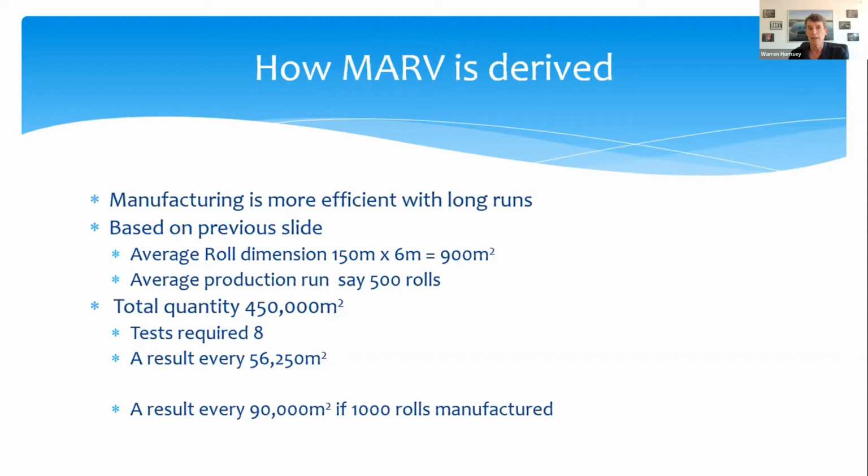But to give an example here, if you manufactured, say, 500 rolls, you'd have a total quantity of 450,000 square meters. You're required to test 8 rolls, which means that every 56,250 square meters, you're going to get a test. Or 90,000 if you're testing 1,000 rolls. Now, most of the projects that we deal with are less than the 56,000 square meters. So some of the product that you get on site may not have been tested by the manufacturer at the end of the day.